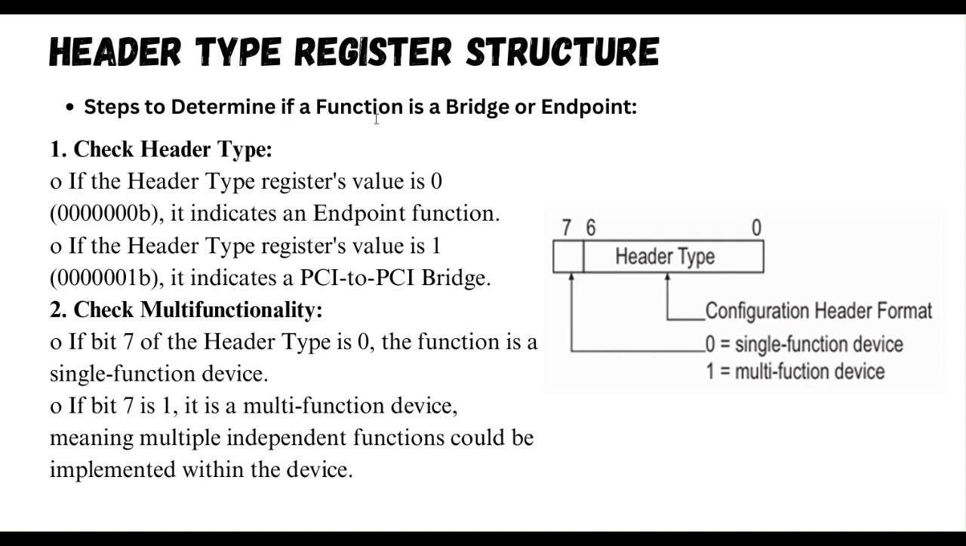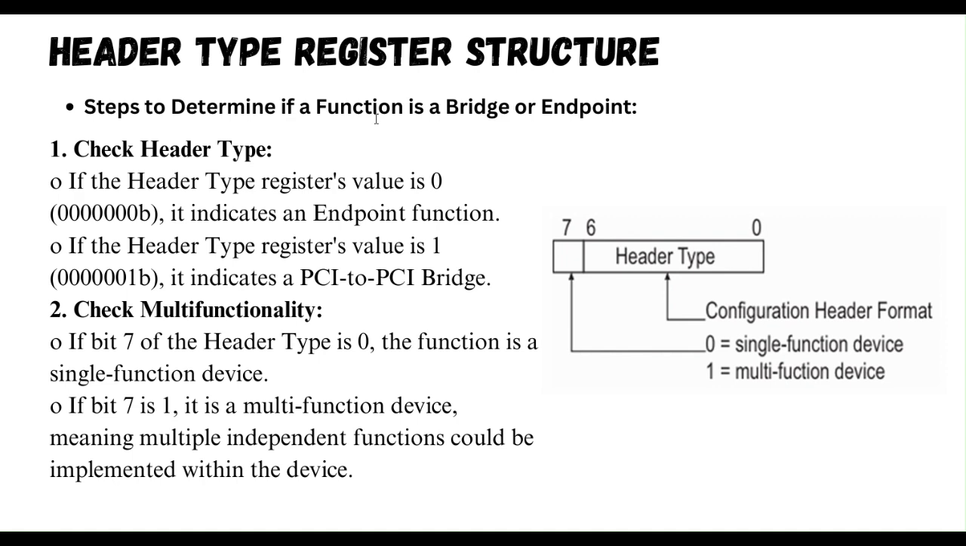Next, bit 7 of the header type register. This bit indicates whether the device is single function or multifunction. 0 is for a single function device and 1 is for a multifunction device. What are the steps to determine if a function is a bridge or endpoint? First we check the header type. If the header type register value is 0, it indicates an endpoint function. If the header type register value is 1, it indicates a PCI-to-PCI bridge.